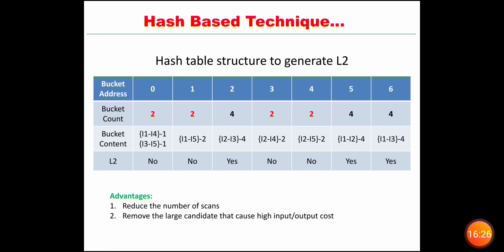So bucket 0, no, we are not going to take. First bucket, no, we are not going to take. Second bucket, yes, we will take. Third bucket, we won't take. Fourth bucket we won't take, and fifth bucket we will take, and sixth bucket we will take. So in L2, the buckets we are going to take are given. So this is the hash technique. Through this hash technique, we can improve the Apriori algorithm by reducing the number of scans.